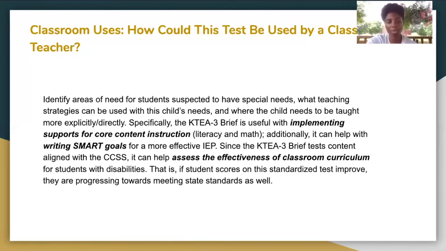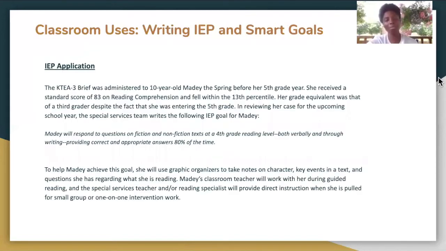Two things that I'll be looking at are implementing supports for core instruction, literacy and math, how this test can be used for writing SMART goals for an IEP, as well as assessing the effectiveness of classroom curriculum. The best way that I was able to do this was by creating an illustration of a hypothetical child. Let's say that the KTEA-3 Brief was administered to 10-year-old Maddie the spring before her 5th grade year. She received a standard score of 83 on reading comprehension and fell within the 13th percentile. Her grade equivalent was that of a 3rd grader, despite the fact that she was entering the 5th grade.